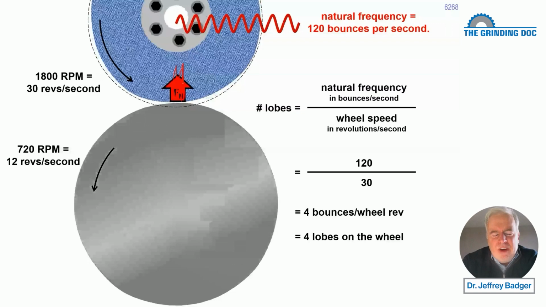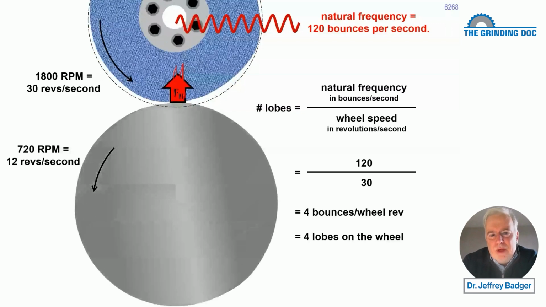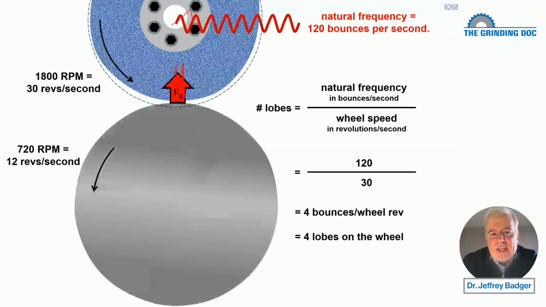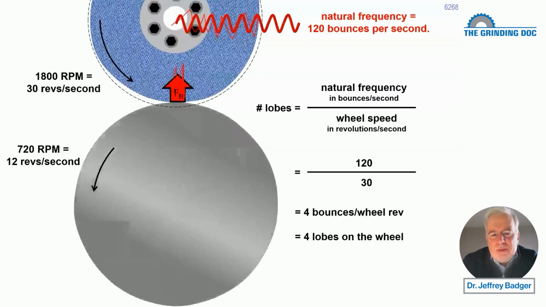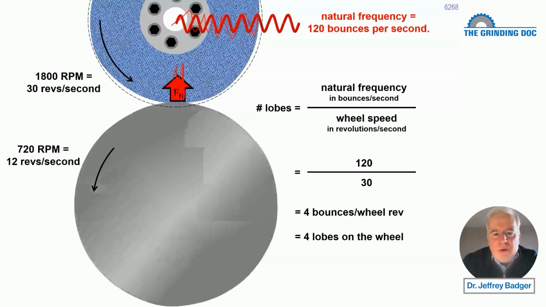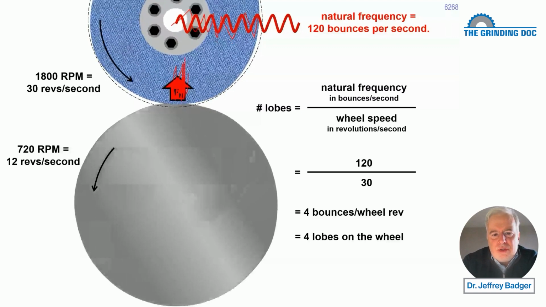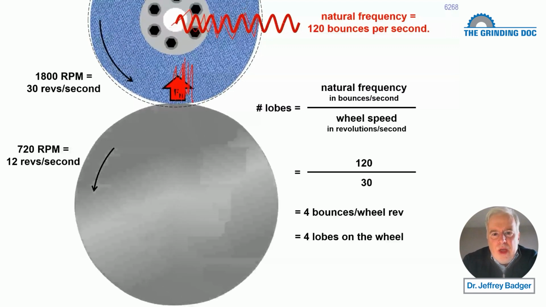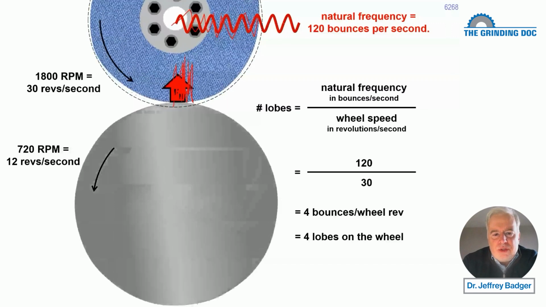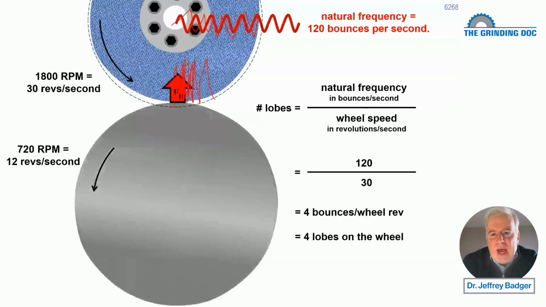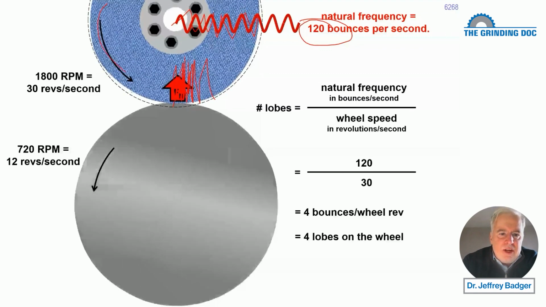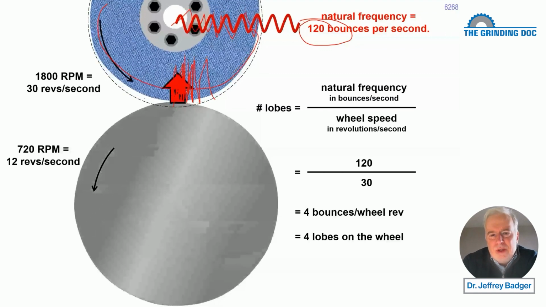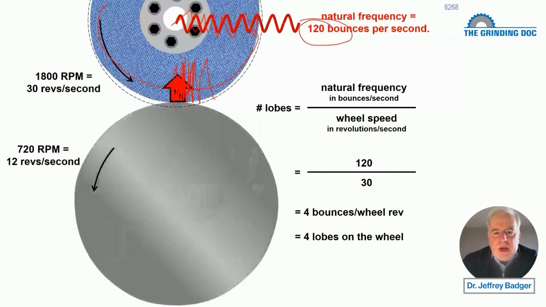And that force is going to vary, acting on the wheel, and that force acts as an excitation force to cause that wheel to bounce up and down. So now the force is going at exactly 120 bounces a second. Why? Because that's exactly the number of lobes we put in the wheel when we were bouncing up and down.